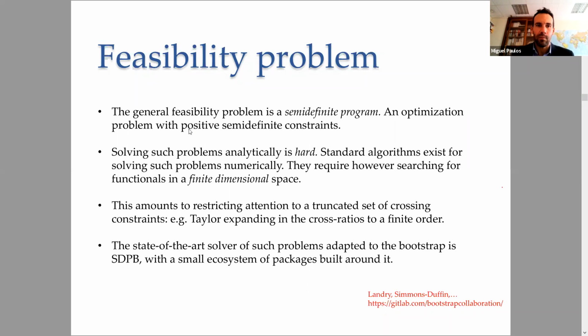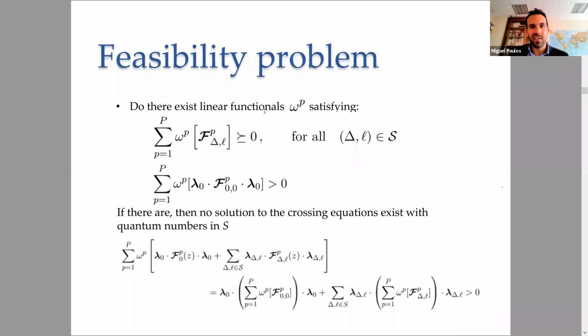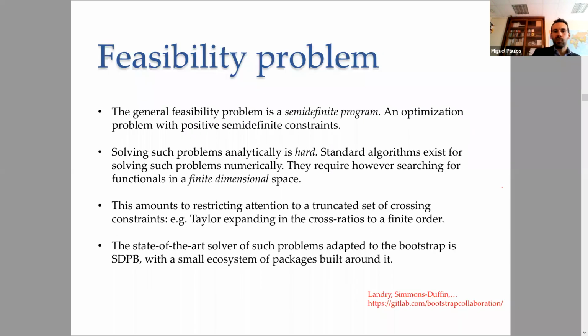If you give me some set of quantum numbers, in general, to find the functional analytically will be very hard. However, there are standard algorithms for solving these problems numerically. But the first step that they need is that we need to look for these functionals inside a finite dimensional space. I'm asking, do there exist linear functionals? But in practice, I cannot look at all of them. I have to look inside some finite dimensional set. And so this is equivalent to the requirement that we cannot look at all the constraints of crossing at once.